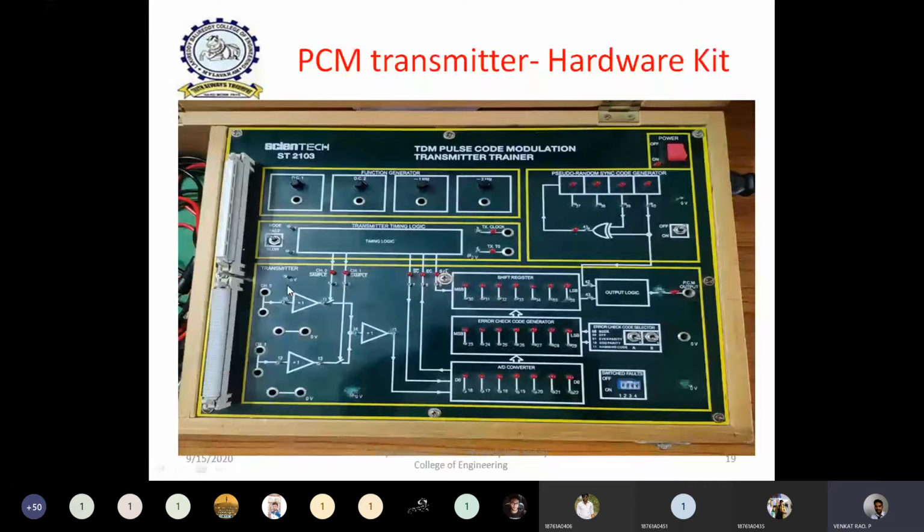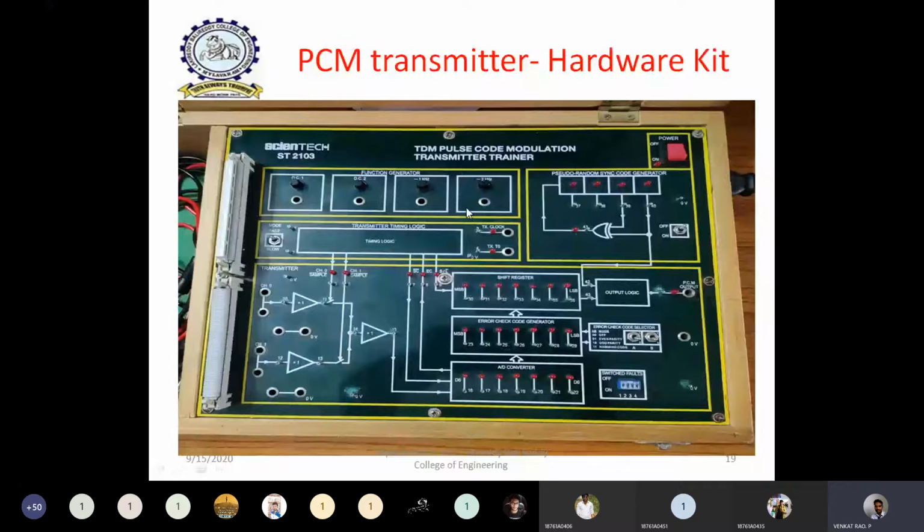In this particular PCM transmitter diagram, this is entirely the PCM transmitter only. There is a separate hardware kit for the PCM receiver. In this PCM transmitter, let us observe that in the function generator we have 4 different input knobs. 2 knobs are DC1 and DC2, that is DC signals. The other 2 are AC signals having sinusoidal frequencies of 1 kHz and 2 kHz. I will explain why the DC and AC signals are given separately in this experiment.